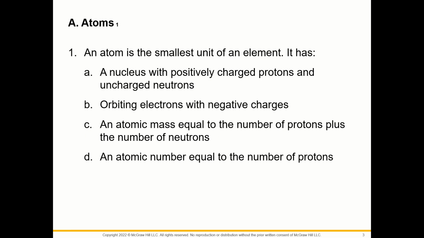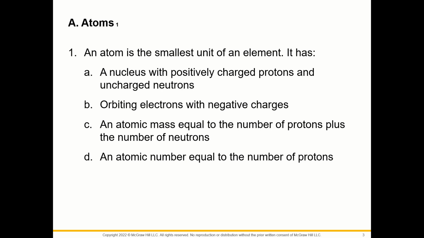So we'll start with atoms. An atom is the smallest unit of an element. It has a nucleus with positively charged protons and uncharged neutrons. It has orbiting electrons with negative charges. An atomic mass equal to the number of protons plus the number of neutrons gives the atom mass, and the protons and the neutrons contribute to it, but the electrons have negligible mass. Nonetheless, electrons are very important, and we'll talk about them more.